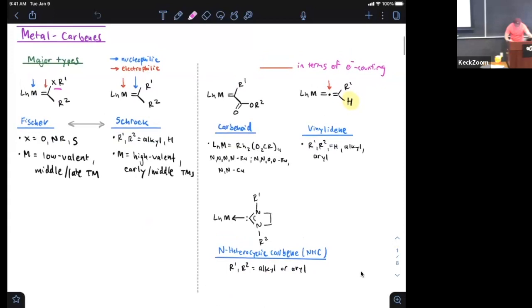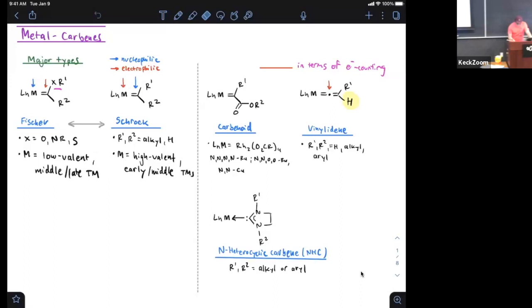So there are two general flavors, or two extremes along a continuum of metal carbene structure and bonding. And those are called Fischer type and Schrock type. And hopefully I'll help you appreciate too that this is indeed a spectrum or a continuum, and that there are interesting and important case studies that are intermediate between Fischer and Schrock. So Fischer and Schrock are differentiated in almost all possible ways, really.